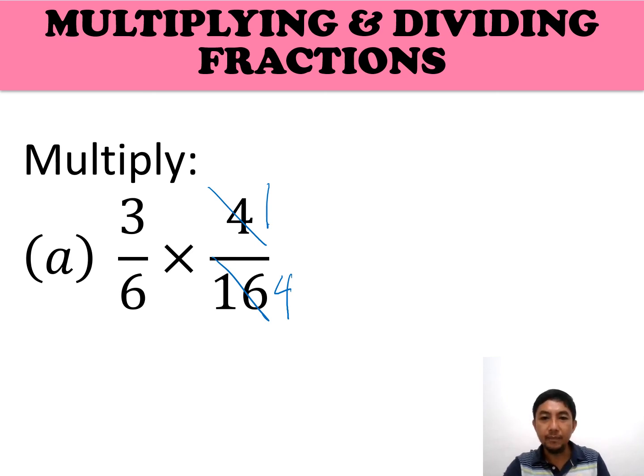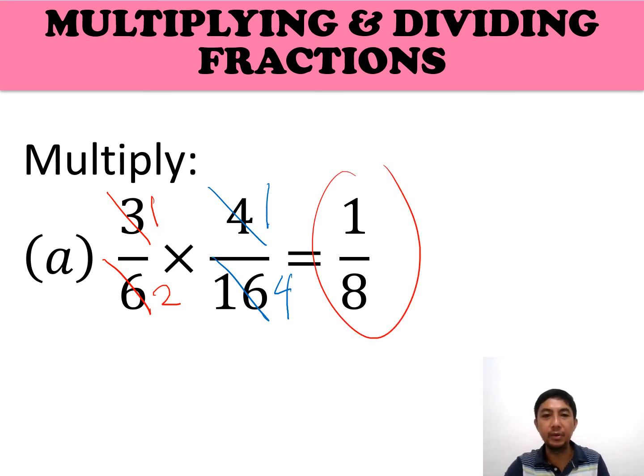Then, yung 3 and 6 are both divisible by 3. So, 3 divided by 3 is 1. And 6 divided by 3 is 2. Okay? That's the time you multiply after na ma-simplify. So, 1 times 1 is 1. 2 times 4 is 8. So, the final answer is 1 over 8.